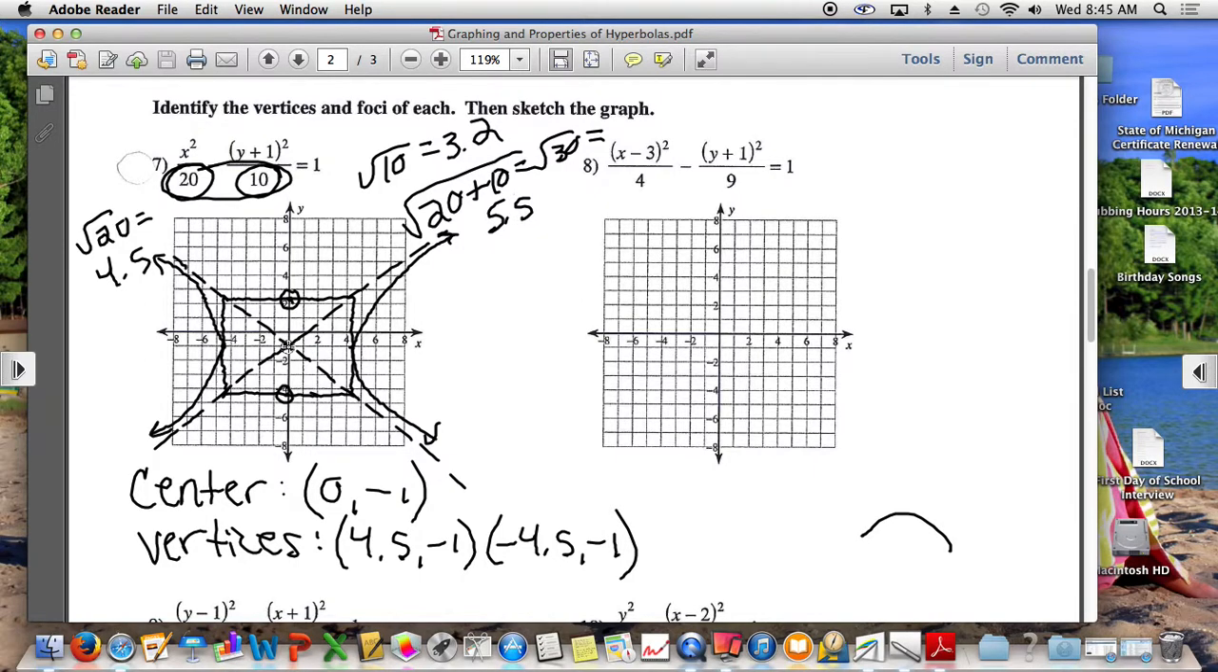of the hyperbola. So from that point (0, -1), we are going to go 5.5 units to the right, which is going to put us approximately right here. And we are going to go 5.5 units to the left, which is going to put us approximately right here. What value am I adding the 5.5 to? The x or the y? A little bit of both. Alright, so we are going to have (5.5, -1), and we are going to have (-5.5, -1).